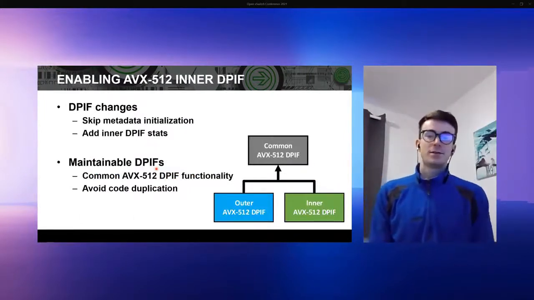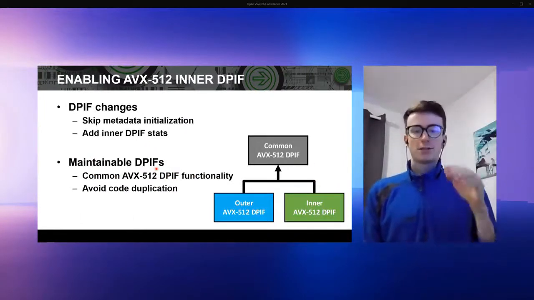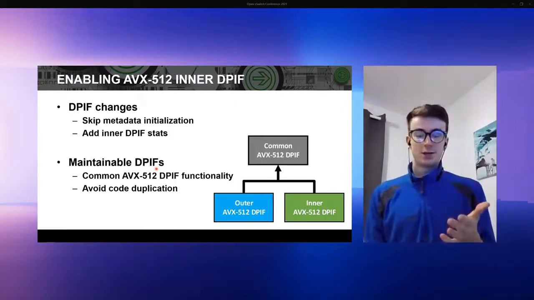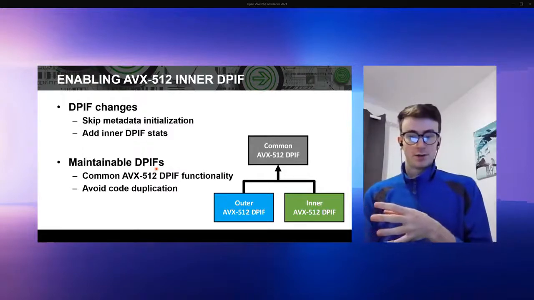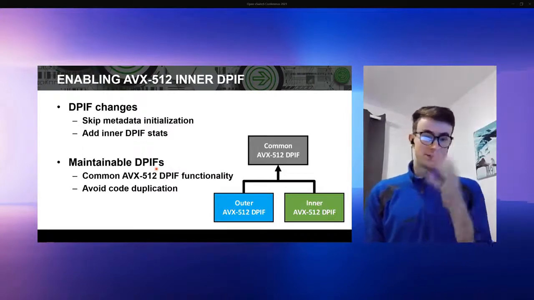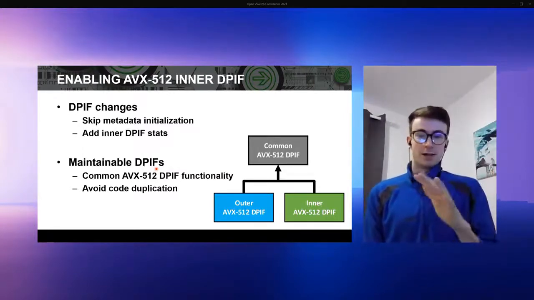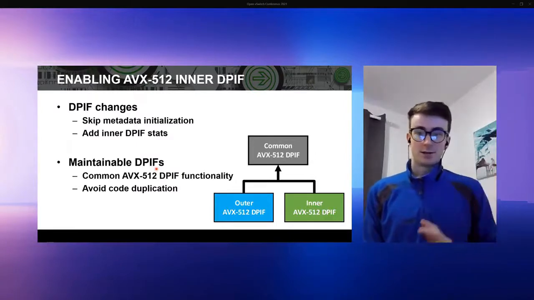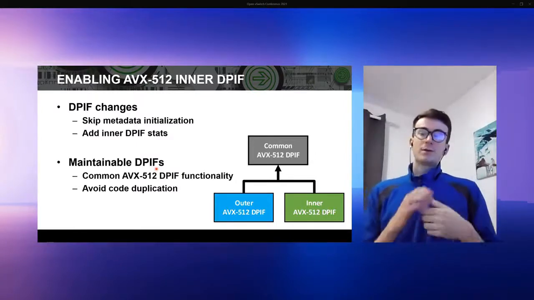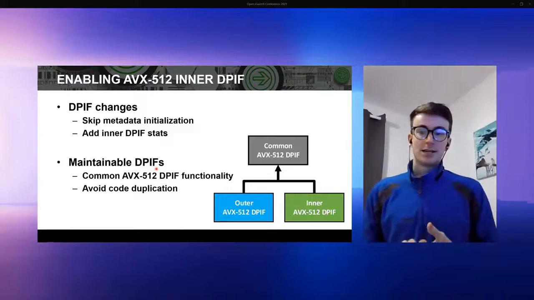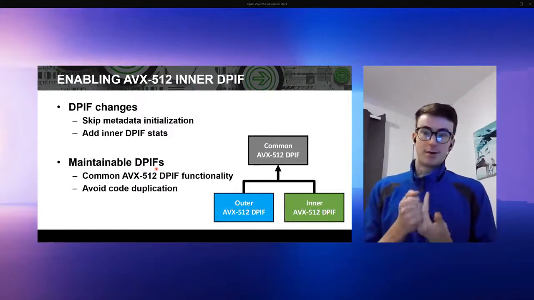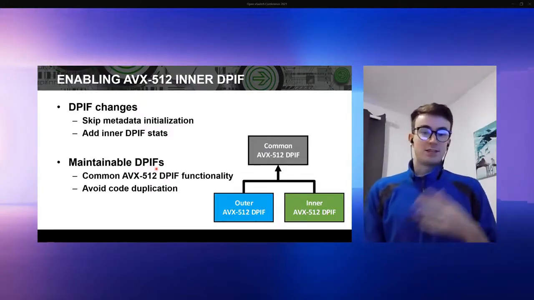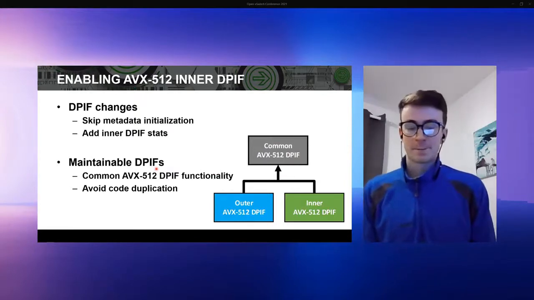So for DPIF, the changes are we want to skip metadata initialization on packets because that's already been done the first time through the DPIF. So the second time around, we don't want to reinitialize metadata. And then we want to add some extra stats associated with recirculated or inner packets. And these are PMD level statistics.